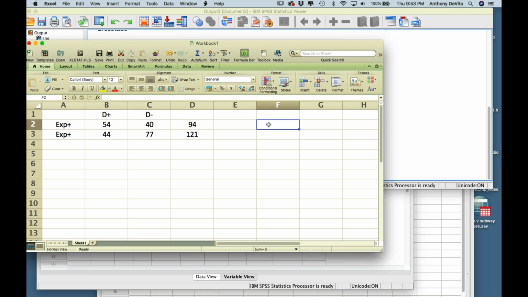In this case, the odds is not going to be 54 over 94. That's the risk, right? The odds are going to be equal to the probability that somebody has the disease divided by not having the disease for that group. So the odds here are 1.35. And the odds for people who are not exposed, that don't smoke, are equal to 44 over 77. Okay, so those are the odds.